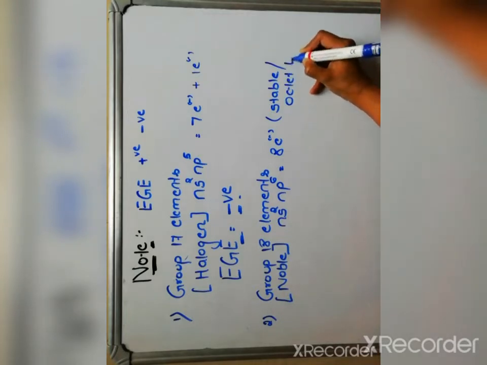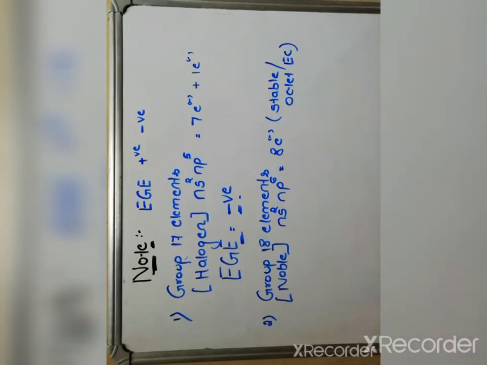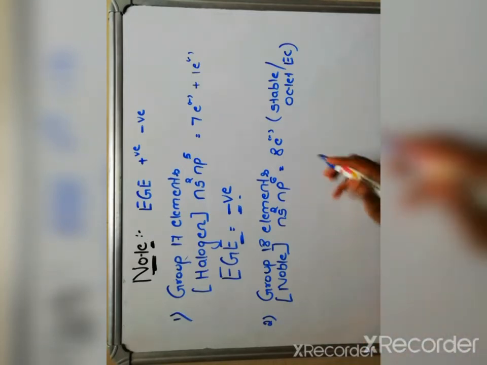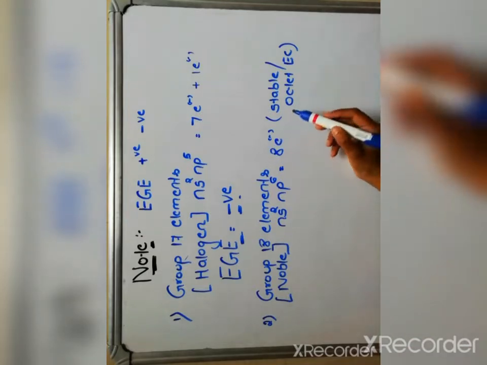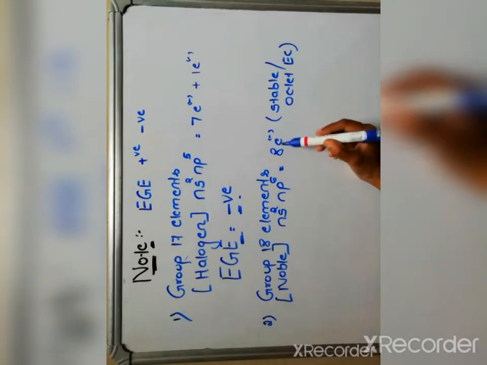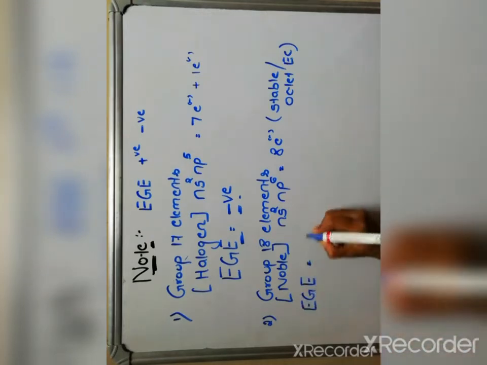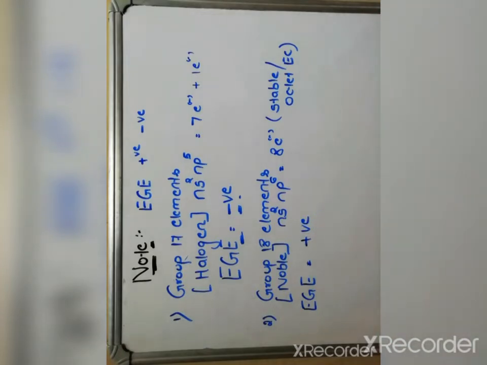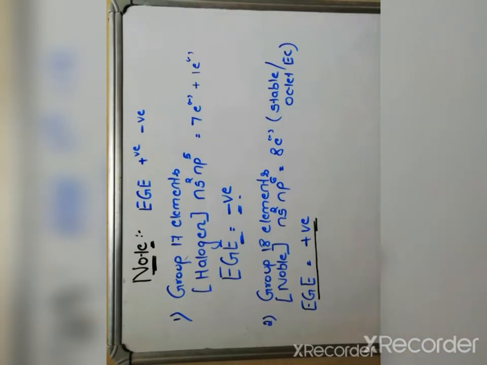So we can call it stable or octet electronic configuration. Therefore, whenever it has gained the octet electronic configuration, does it have the capacity to gain electrons? No, it does not need electrons. For that reason, the electron gain enthalpy for group 18 elements is said to be positive. So we can say that it has very less tendency to gain the electrons.